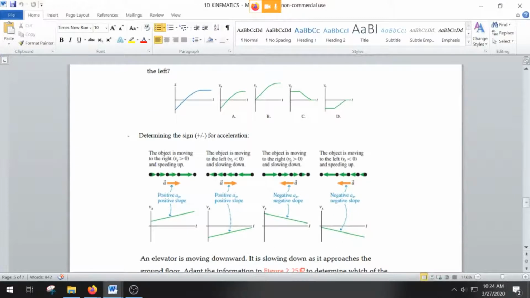And again, remember if something is speeding up, its acceleration is in the same direction as its velocity. And if it's slowing down, its acceleration is opposite the sign of the velocity, right? So speeding up, acceleration and velocity have the same direction. Slowing down, acceleration and velocity have opposite directions.